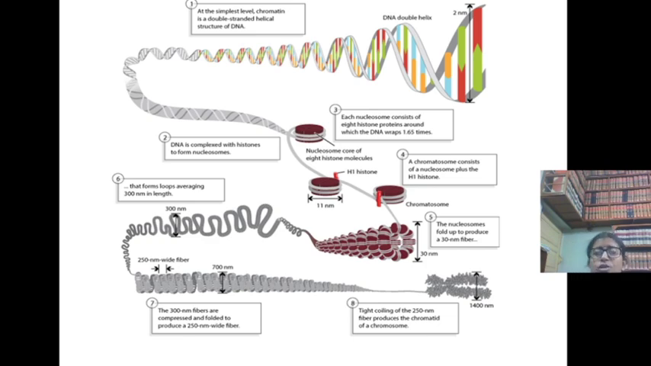You remember your solenoid. So this is the coiling of the DNA around the octamer. Each nucleosome consists of 8 histone proteins around which the DNA wraps 1.65 times. Fourth, a chromatosome consists of a nucleosome with the H1 histone protein. So this much we have studied, and this much should be clear to you. Just let me know in the chat box that up to this point it is clear.